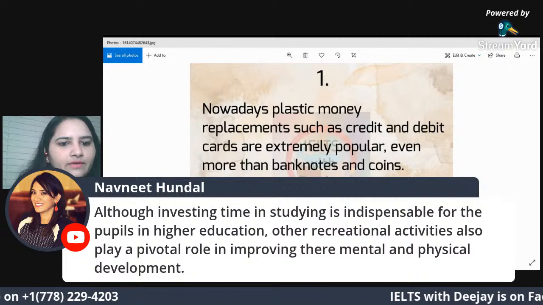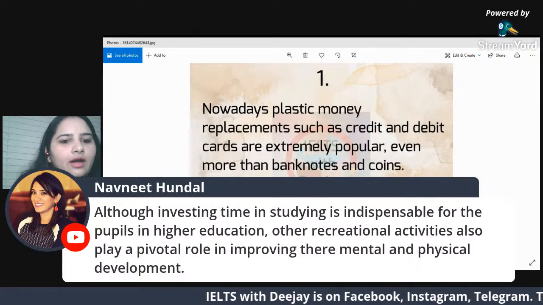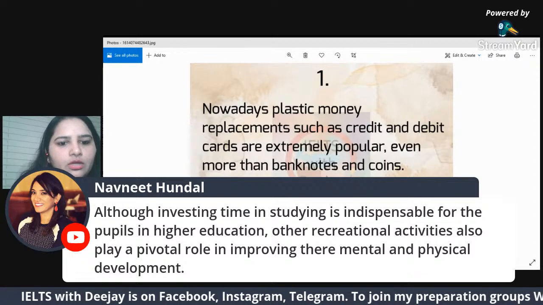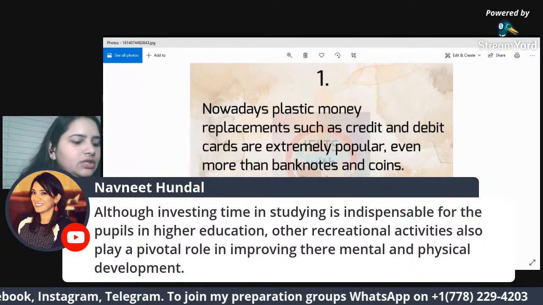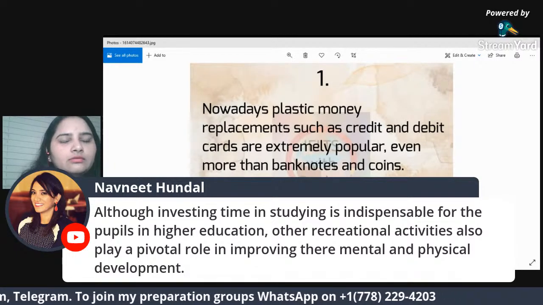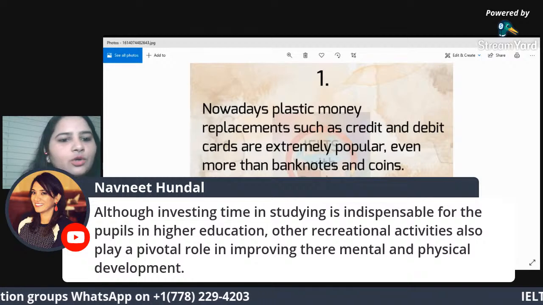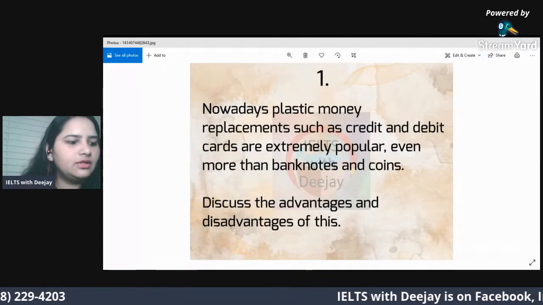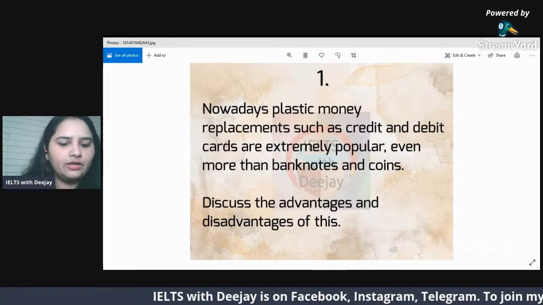Okay, although investing time in studying is indispensable for the pupils in higher education, other recreational activities also play a pivotal role in improving their mental and physical development. Yes, good one, Navneet, very good. You can use any of these. Just see the changes that I'm telling, and you can use.